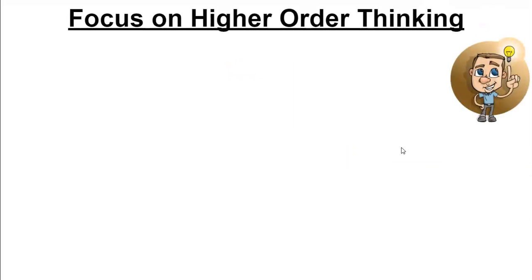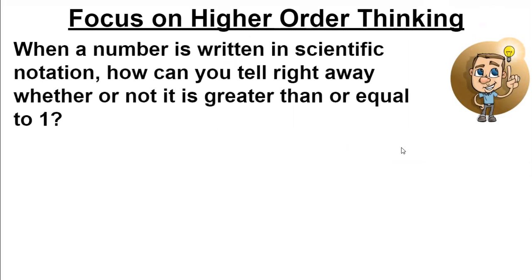Okay, welcome back. Now we're going to focus on some higher order thinking. When a number is written in scientific notation, how can you tell right away whether or not it is greater than or equal to 1? How can you tell when it's written in scientific notation? Any ideas? I'll give you a hint. It has something to do with the exponents.